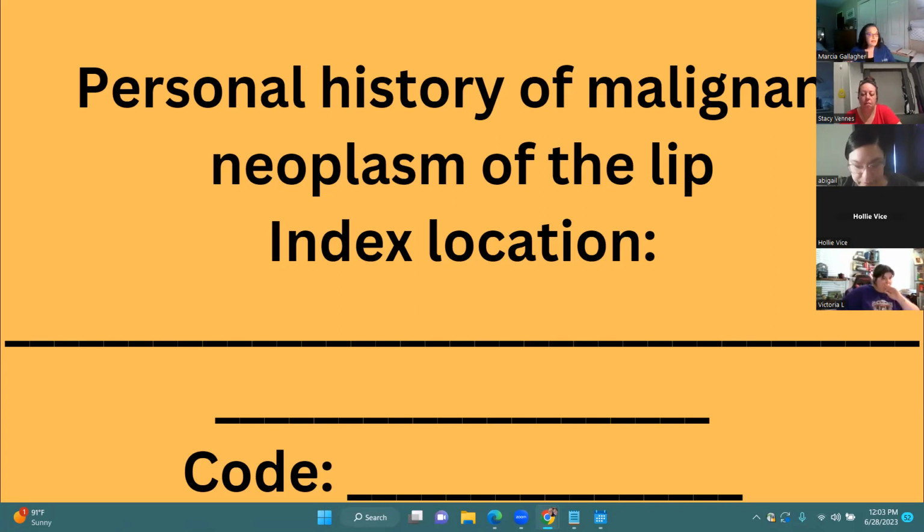Okay, and did it come up with 3 codes for you? Yes, the Z codes. Z85.810 personal history of malignant neoplasm of tongue. That's not what we need, right? We're looking for the lip. So if we look, go ahead. No, I had got Z85.818. I'm sorry. That's okay. Z85.818. Okay. Stacy, whenever you took those out, were you able to see the codes?